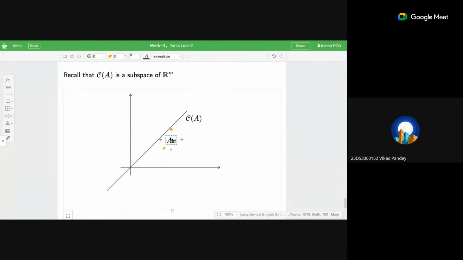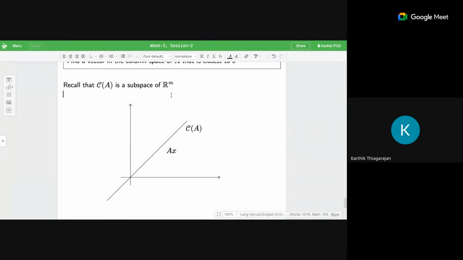Sorry, one question. If A is an m by n matrix, then wouldn't the column space be a subspace of R^n? No, it's R^m, because each column has m dimensions. So each vector is m-dimensional, therefore it will be in R^m.